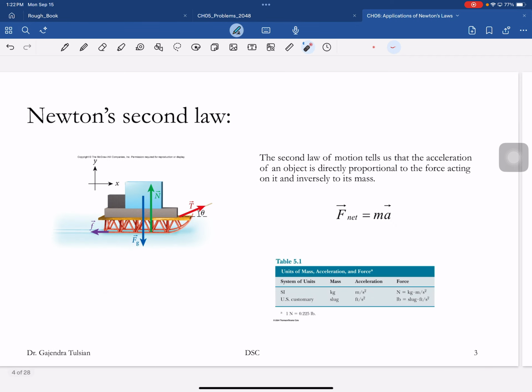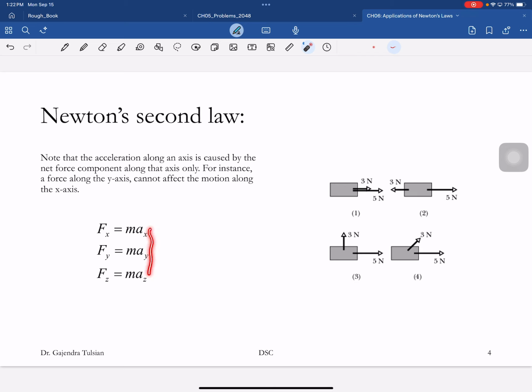Of course, this is a vector equation, and in 3 dimensions, it's 3 equations. You saw that the x component of the force can only affect motion in the x direction. So the x component can give you x acceleration, the y component gives you y acceleration, and so on.